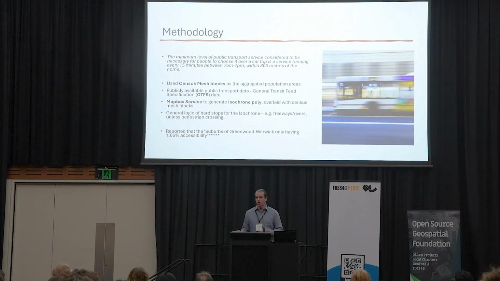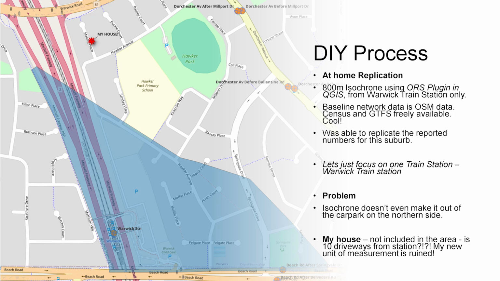And they'd use general logic like there's a river, so that's a hard stop. I went and downloaded all the census data and all the GTFS data, freely available. That was pretty cool. Generated some isochrones using the ORS plugin in QGIS. And I actually did it for the two suburbs, but in this example, I just did it for Warwick train station because that's the one I use. So let's focus on that.